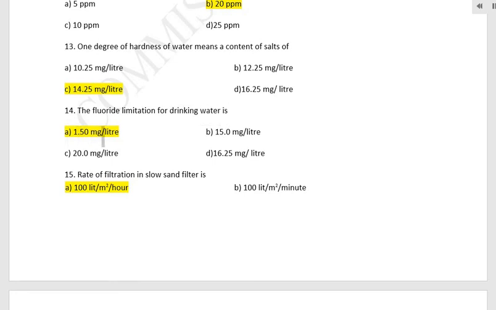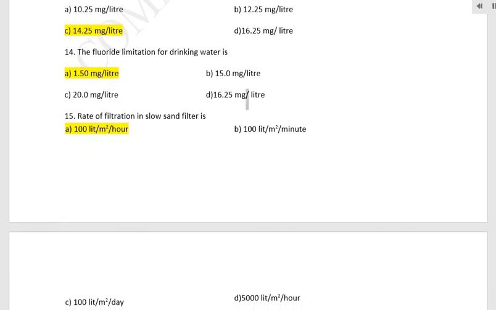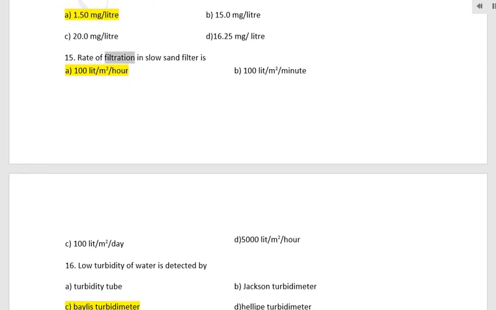14. The fluoride limitation for drinking water is A. 1.50 mg/liter. B. 15.0 mg/liter. C. 20.0 mg/liter. D. 16.25 mg/liter. 15. Rate of filtration in slow sand filter is A.